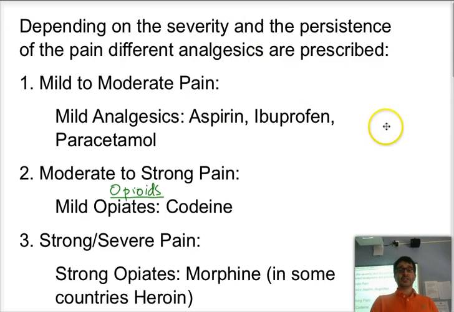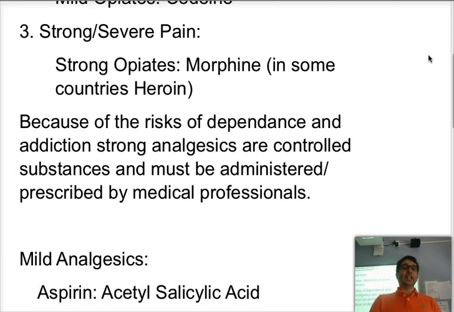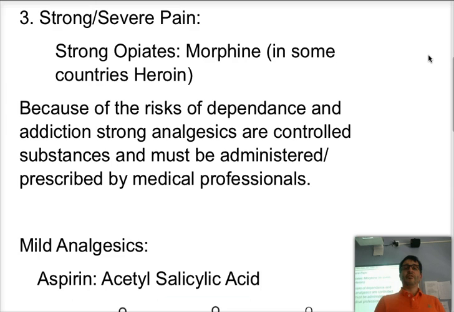In some countries, it is legal to use heroin, but that is not everywhere, so that's not as common. And the reason for that is because any of the strong opioids have a risk of dependence. So normally you will try to use the mildest possible analgesic before moving on. And obviously the strongest ones are prescribed and must be administered by medical professionals.